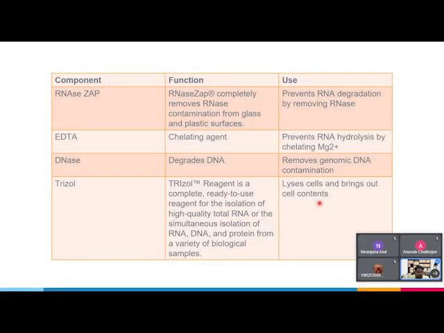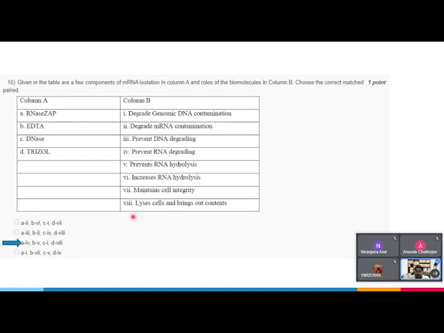So, using this chart, we can easily solve the question. RNase ZAP is used for preventing RNA degradation. EDTA is used for preventing RNA hydrolysis. DNase is used for degrading genomic DNA contamination. Trizol is used for lysing cells and bringing out components. So you were correct. It is option C.